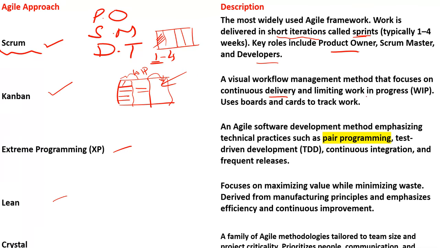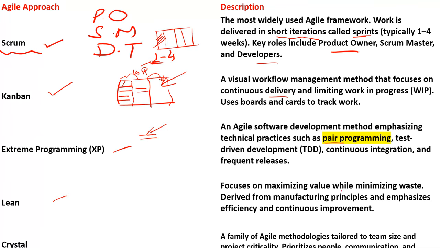When a question comes about the Kanban board, in which column we usually place a limit, that is work in process. Why? To reduce waste. Then there is extreme programming, an agile software development method emphasizing technical practices such as pair programming. Whenever you see the word pair, that is the keyword, it means they are talking about extreme programming. One person writes the code, the second person checks it, so there are fewer chances of error.